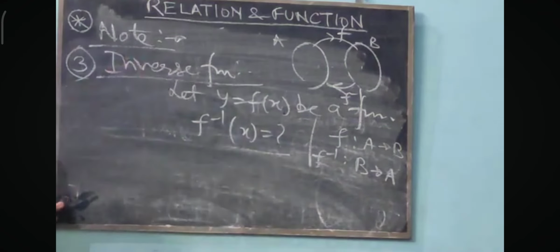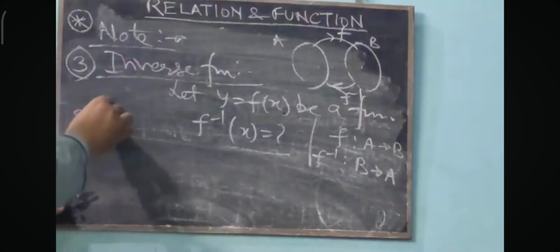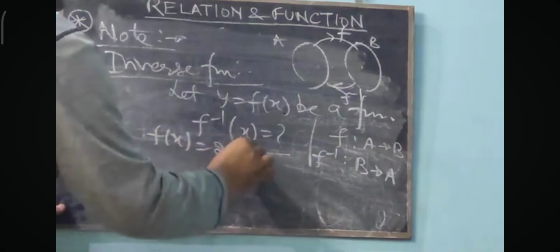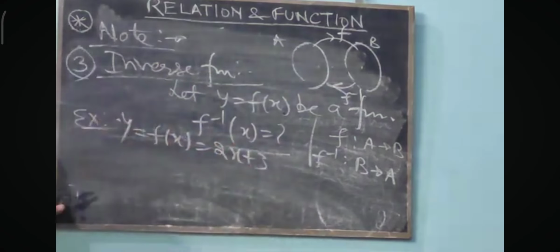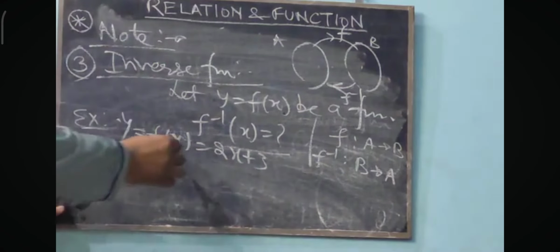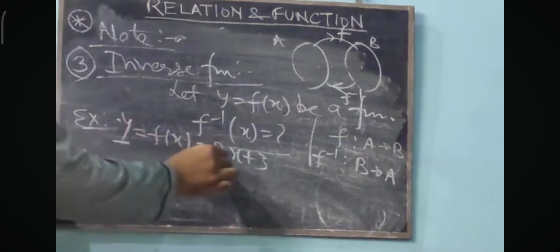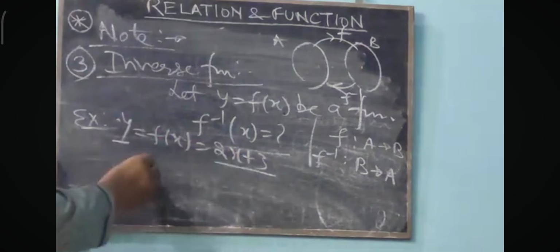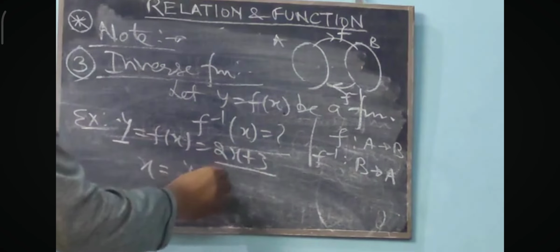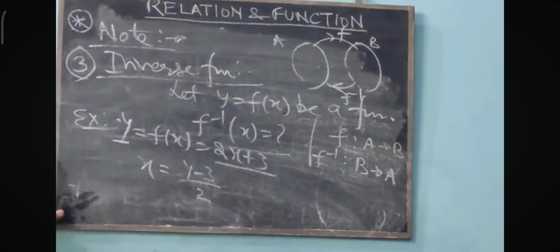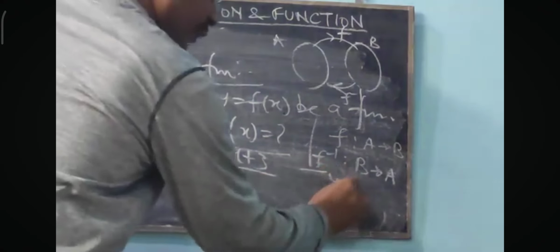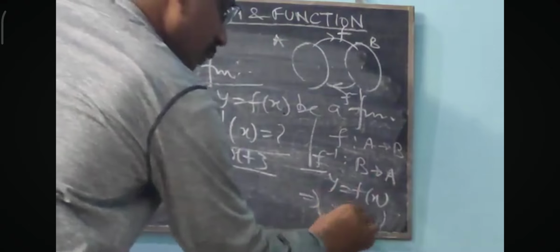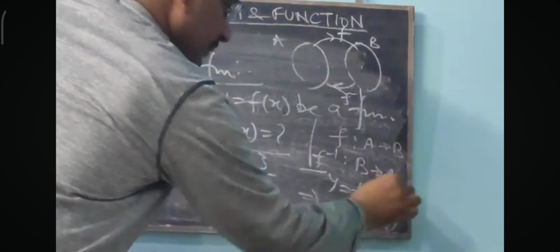Now we can understand it by taking an example. Say f(x) equal to 2x plus 3. Let f(x) be y. We have to find f inverse x. So the value of y we have been given in terms of x. We have to find the value of x in terms of y. The x value would be (y minus 3) upon 2. And remember, we normally write y equal to f(x). So normally we must understand that x is equal to f inverse y. This is the basic concept.